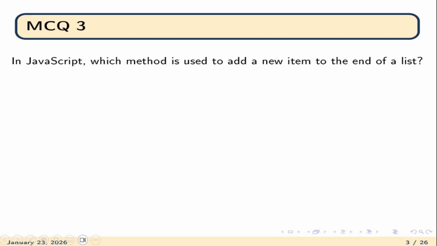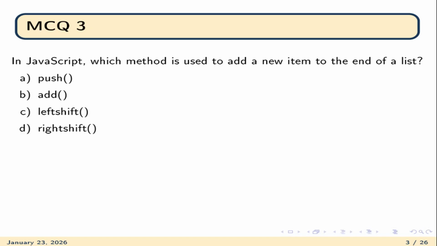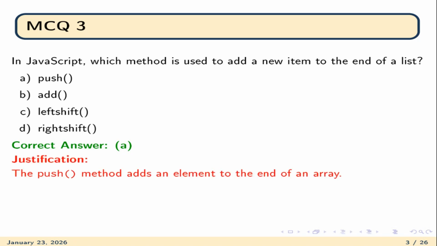Question number 3. In JavaScript, which method is used to add a new item to the end of a list? Push method, add, left shift, right shift. The correct option is A, that is push method is used to add the elements at the end of the array.